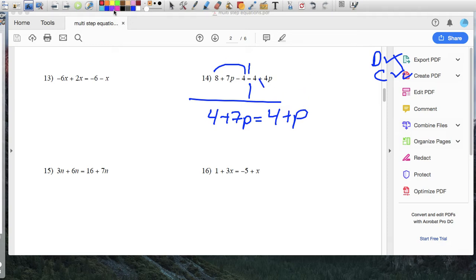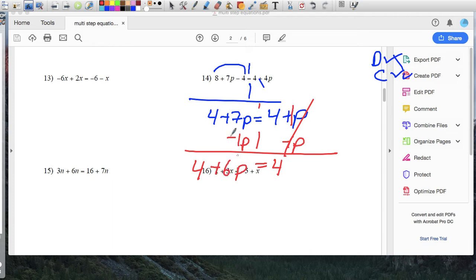There is a variable on each side, so I want to get rid of one of them. So I'm going to put a 1 here, just so that you remember there's a 1 in there. I'm going to get rid of that one. So I'm going to do minus 1p here, minus 1p here. 1p and minus 1p gives you 0. 4 comes down. Here I have 4. 7 minus 1 is 6, plus 6p. So I get 4 plus 6p equals 4.